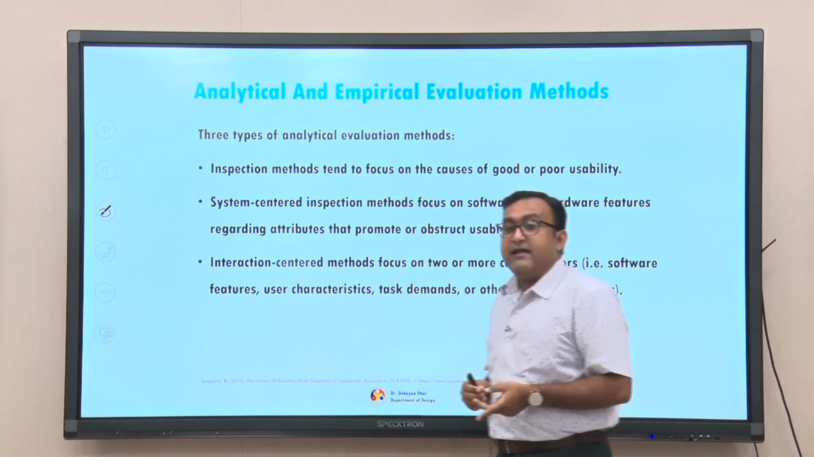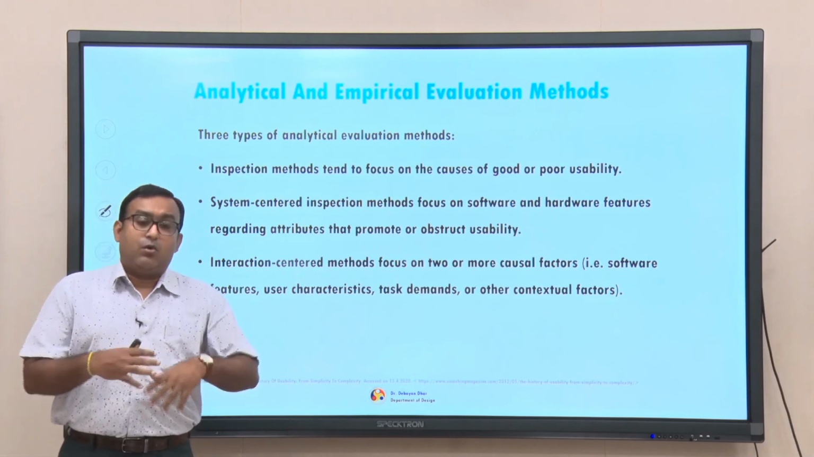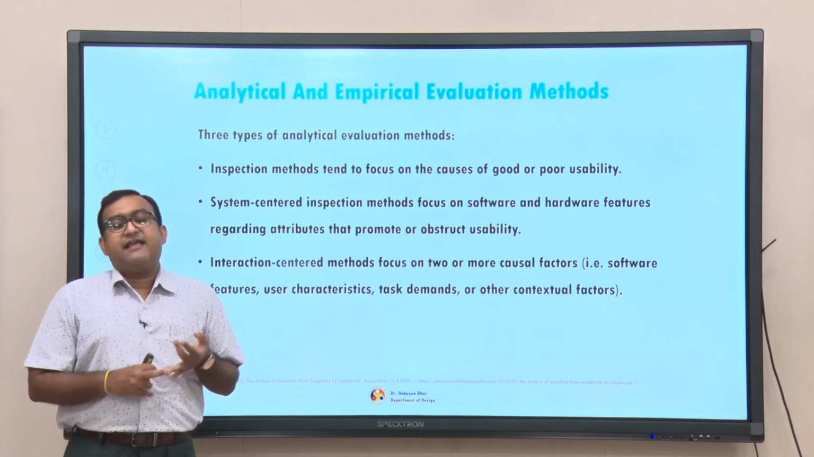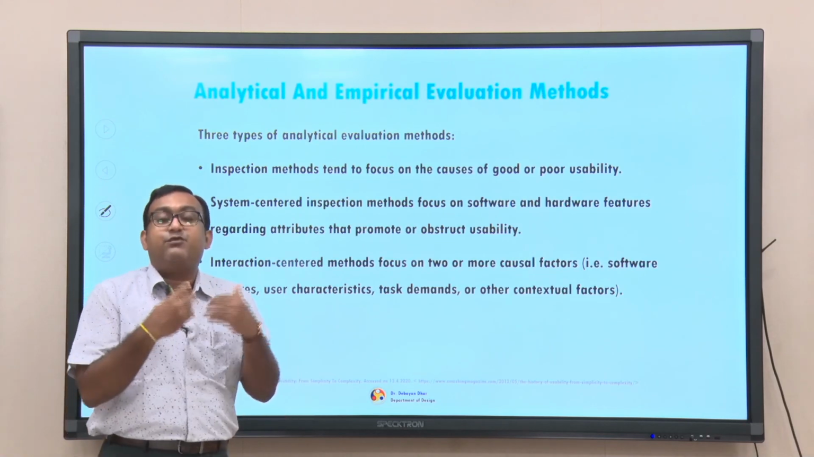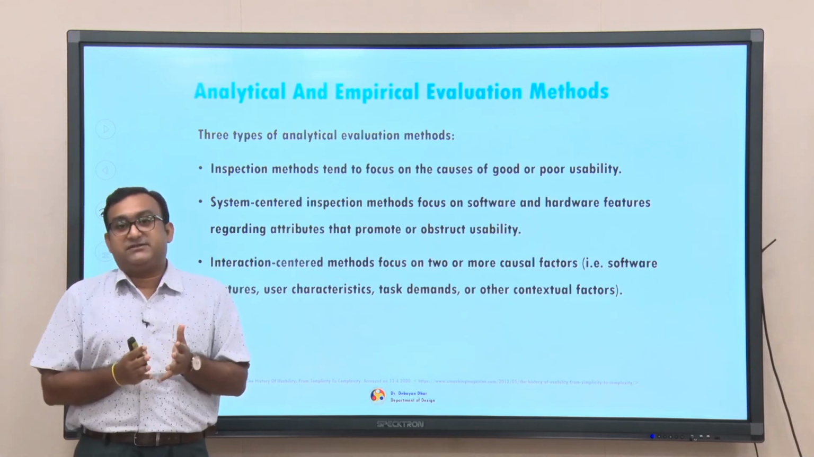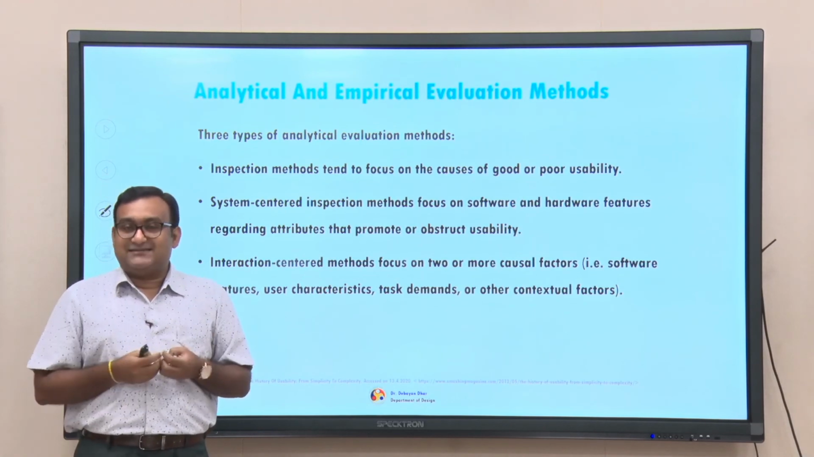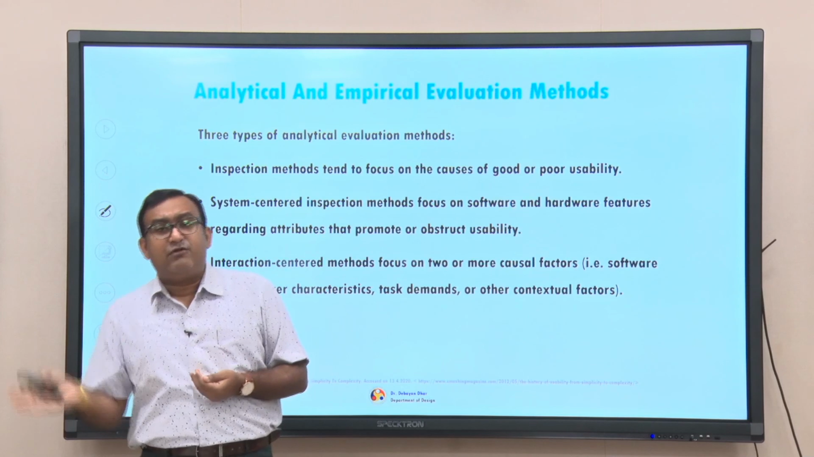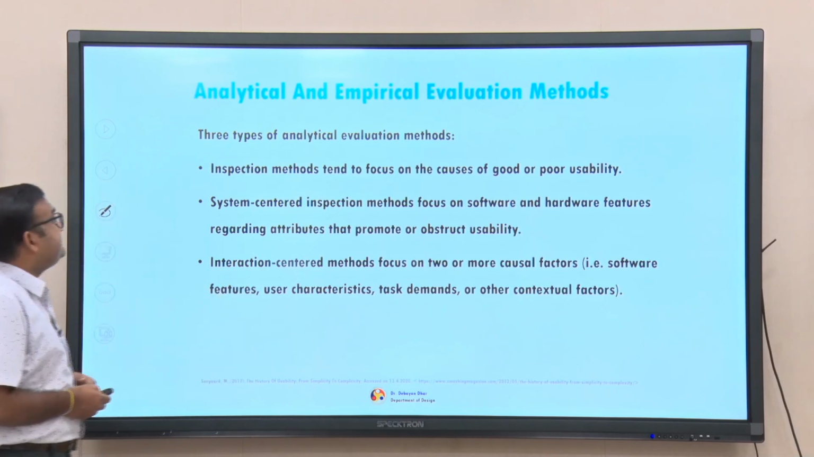In the third evaluation method, the focus is more on the causal factors. What are the causes behind the usability issues? Is it related to a software feature? Is it related to the user characteristics? So, here, more than as a characteristic of the product, the focus is more on defining issues of the users, their characteristics, their personality traits, their task demands, and other contextual factors like environmental issues, the factors that influence your users to take a decision. These are considered as the three analytical evaluation methods.